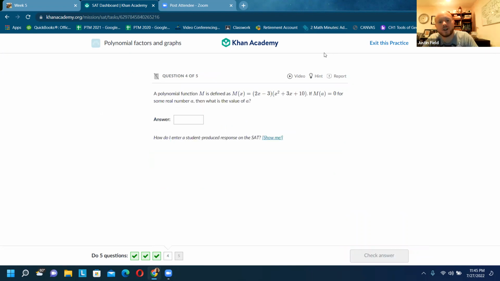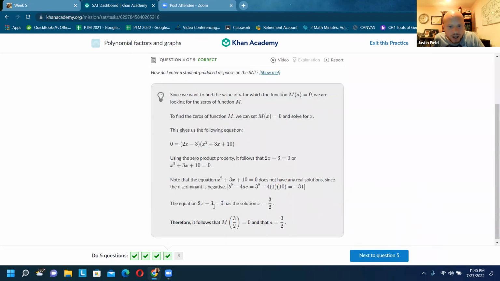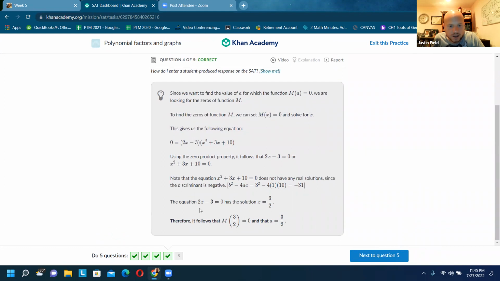A polynomial function m is defined as m of x equals 2x minus 3, x squared plus 3x plus 10. If m of a equals 0 for some real number a, what is the value of a? Well, we know the value. Well, a could be 3/2. It could be, there's 3 different answers. So I'm just going to put in 1 and see what happens. Although I think it's going to be 3 different answers. Yeah. Okay. Wow. They chose the same one that I did.